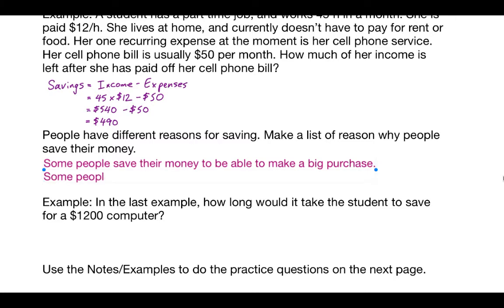Some people save their money to invest it in stocks or property or something like that, some kind of an investment.